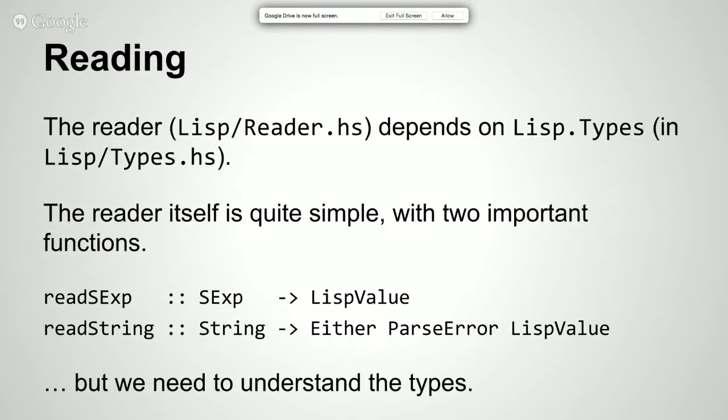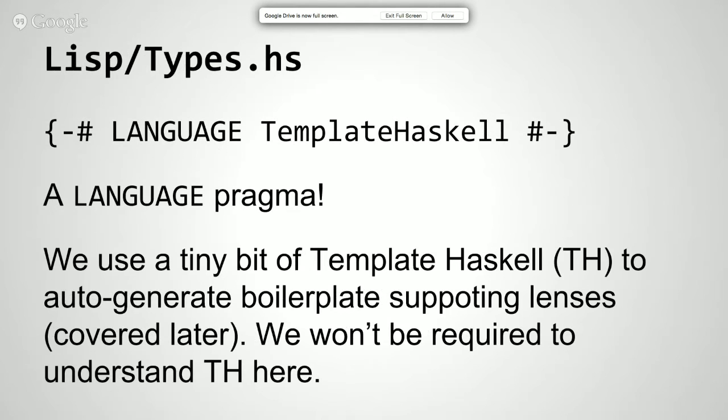And then the reader isn't that interesting. The two important functions are read S expression, which turns an S expression into a Lisp value. It turns out that every S expression has a meaningful interpretation as a Lisp value. And read string, which takes a string. If it can't turn it into an S expression, it's a parse error. Otherwise, it's a Lisp value. But we need to understand the types in this file, and they're all in types.hs.